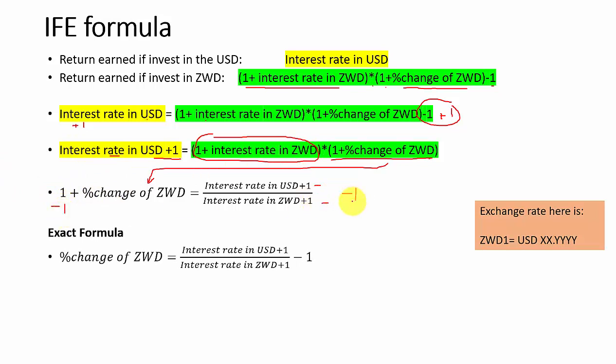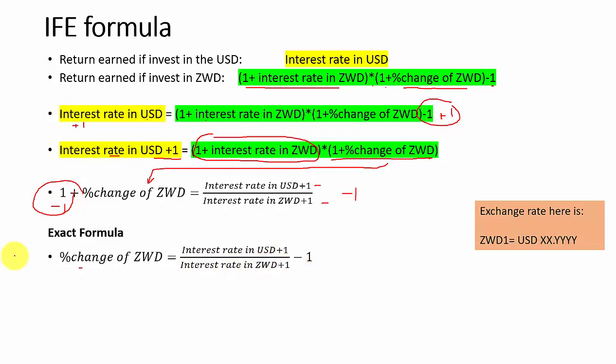And then you take off 1 on both sides. So this side, this one is gone. All we have is the change in the value of the Zimbabwe dollar equals the interest rate in dollar plus 1 divided by the interest rate in Zimbabwe plus 1, minus 1.